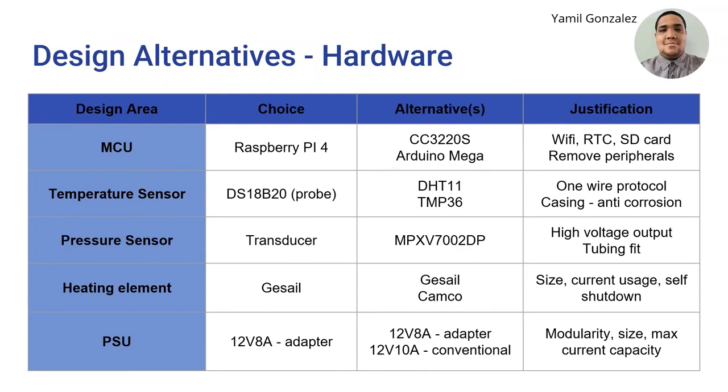Continuing with the hardware design alternatives, the following table only shows a few components of the system. For each, we have a couple of alternatives, and we selected the following: Raspberry Pi 4, DS18B20, transducer, GSO, and a 12-volt 8-amp adapter, respectively, for each of the reasons listed above.